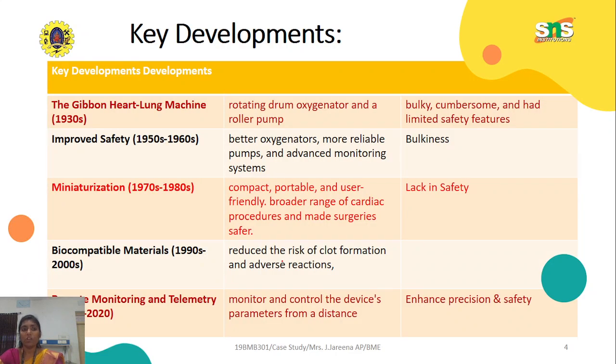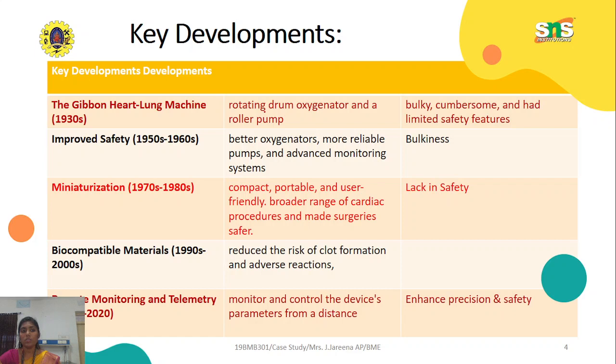Yes, so let's see the key developments. How has this heart lung machine been developed over the years? Initially, in 1930, the Zipman heart lung machine was devised by the scientist Zipman. He introduced the heart lung machine using a rotating drum oxygenator and a roller pump. But it had some drawbacks: it was very bulky and very hard to transfer from one place to another, and since it was the first one to come into the market, it had very limited safety features.